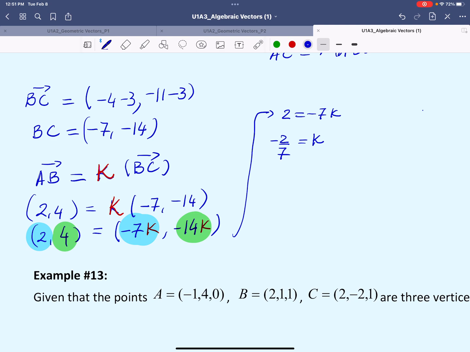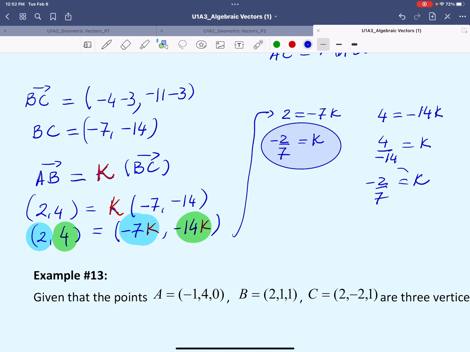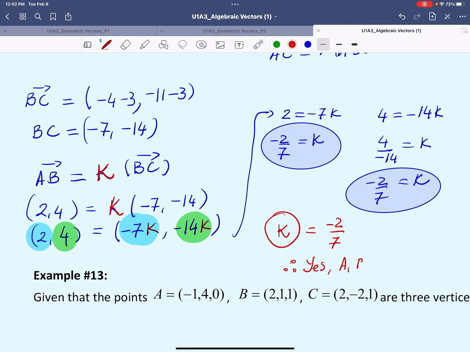Here we go. So 4 equals negative 14k. So that would give 4 over negative 14 equals k, and that equals negative 2 over 7. So we're going to say, voila, we got the same k value, which means that the two vectors are connected to each other by a multiplier k, and that means that the 3 points are lying on the same line. So the answer is yes, A, B, C are collinear. Collinear points.